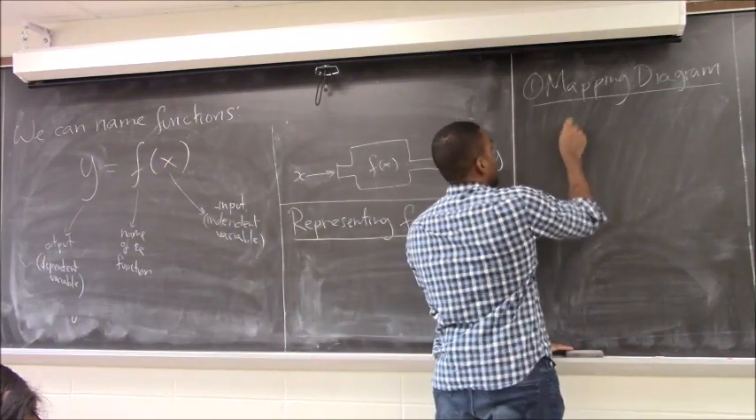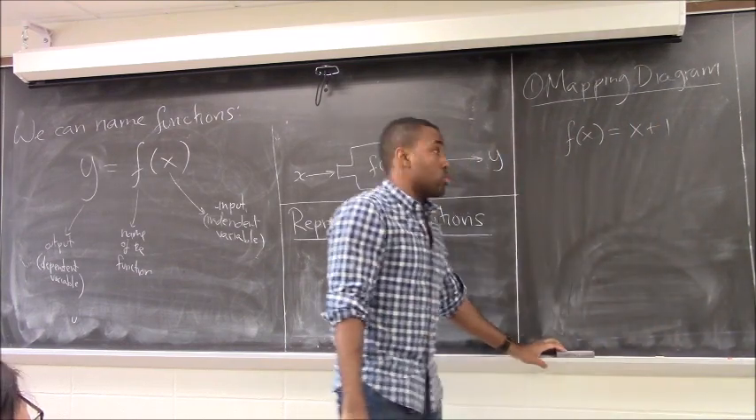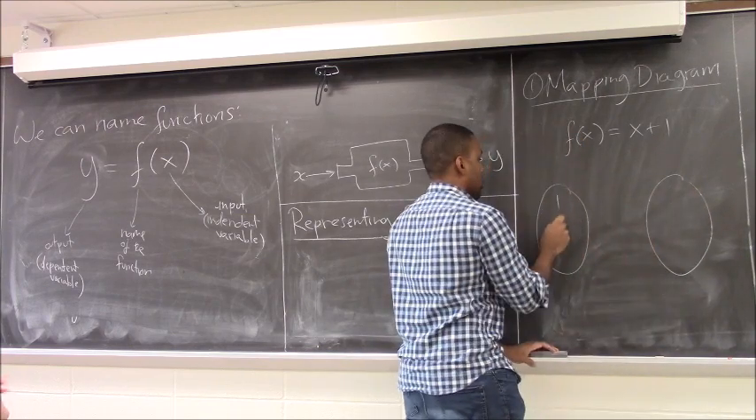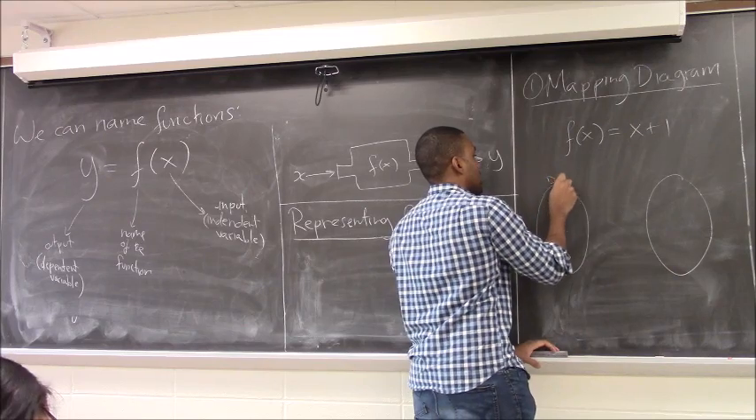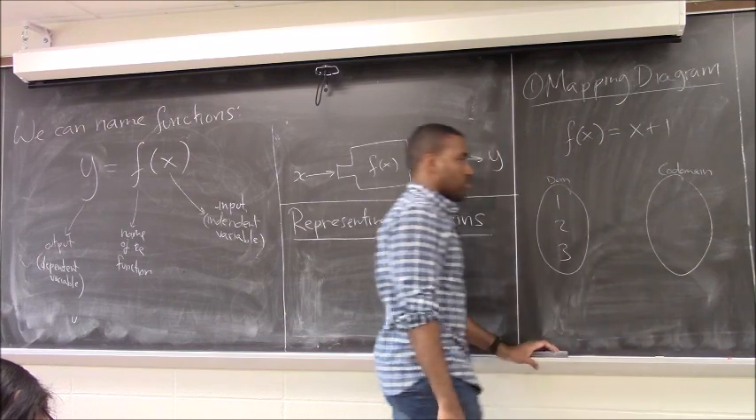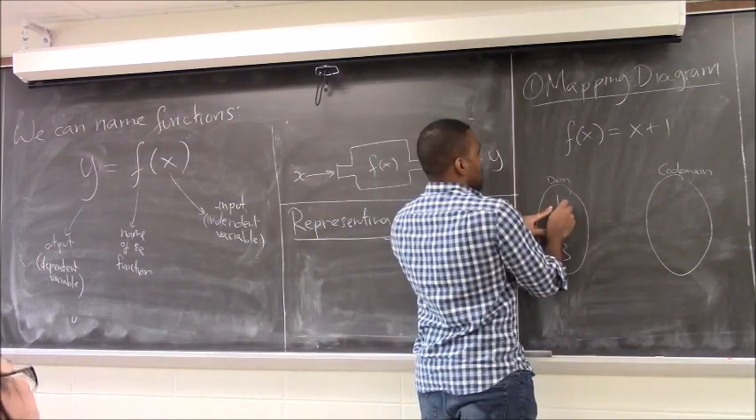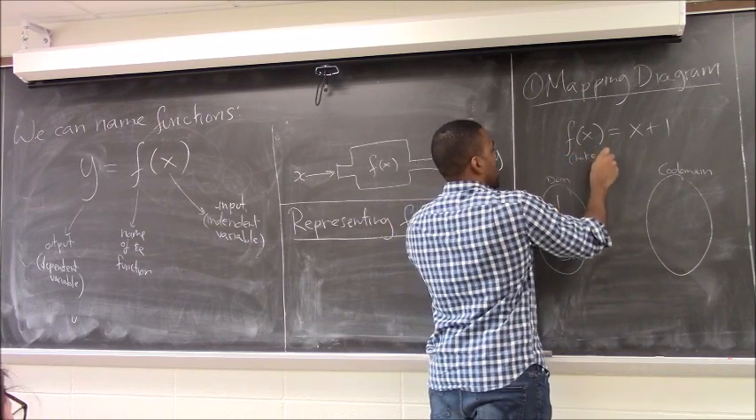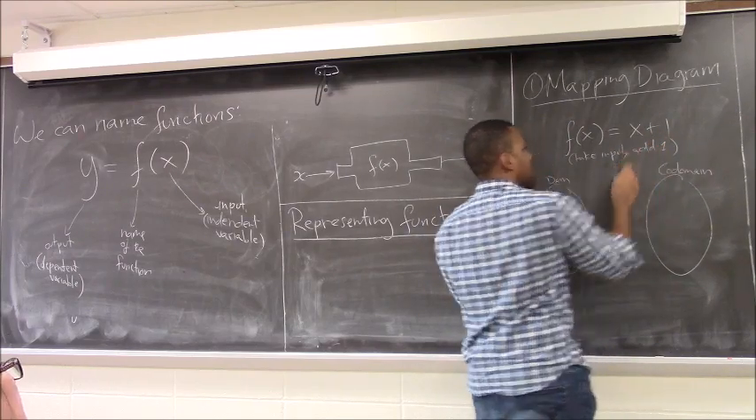So for example, if I say f of x equals x plus 1, right? That's my rule. I can actually draw that as, say, 1, 2, 3. So this is the domain. That's the codomain. So this is the function that says take input, add 1. Right? That's the rule, right?